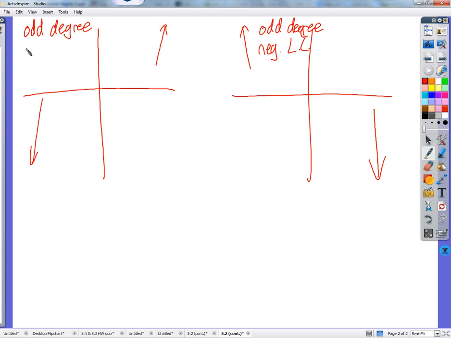So here we have an odd degree also, but it's a positive leading coefficient.